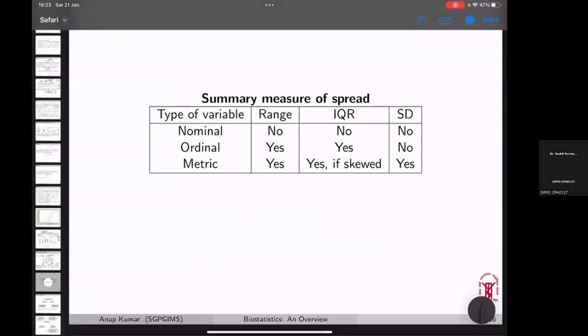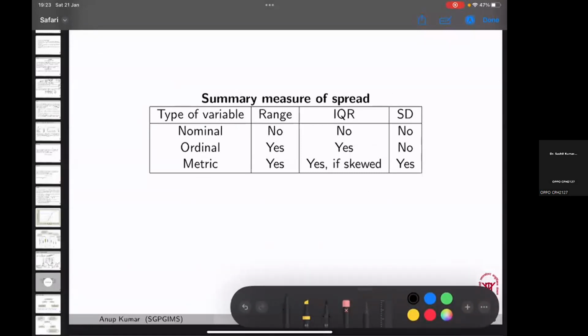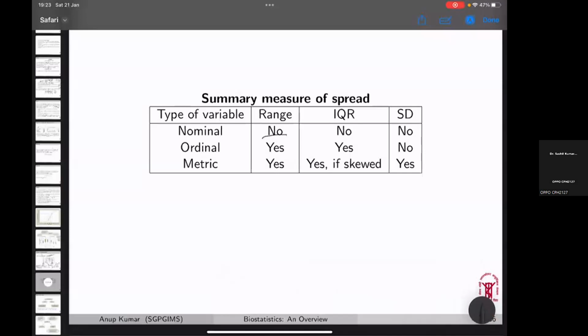Again, you have to remember that if your data is nominal, you cannot calculate the range, you cannot calculate the interquartile range, and you cannot calculate the standard deviation. If your data is ordinal, you can calculate the range, you can calculate the interquartile range, but you cannot calculate the standard deviation. Similarly, if your data is metric, either discrete or continuous, you can calculate the range. You can go with the interquartile range if your data is skewed, and you can go with the standard deviation if your data is not skewed.